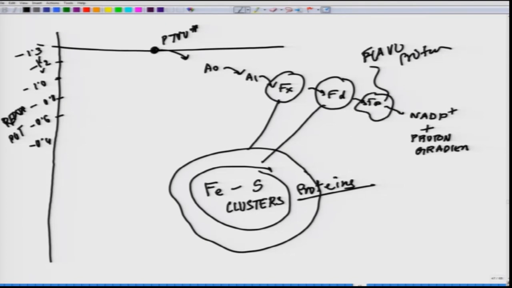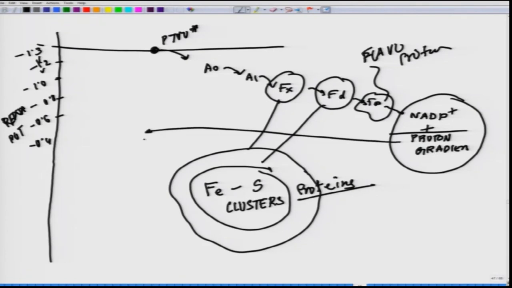Which is the flavoprotein, and these are the ones involved in making the electron hop and reach the NADP. What I wanted to highlight here is that as the electron hops through, at three different locations a proton gradient is formed as electron flows through cytochrome b6f from photosystem 2 to 1.